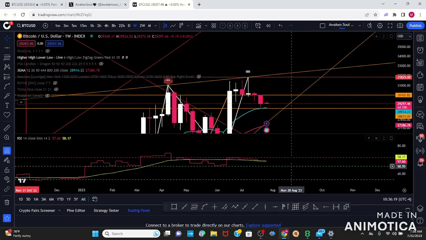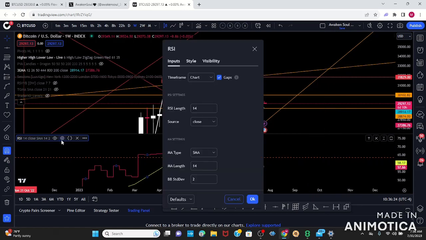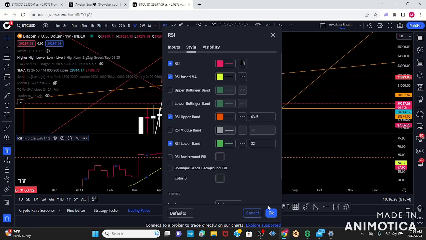Let's look at our RSI, and I do have a special RSI. Here you go. Copy it if you don't have it. The upper band is 63.5, the lower band is 32.